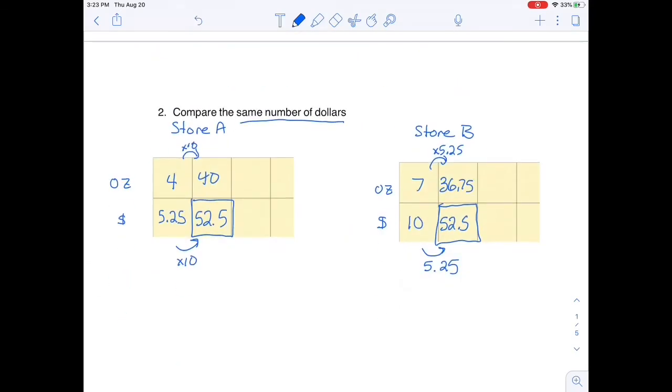So I say if I spent $52.50 on spices, would I rather get 40 ounces of spices or would I rather get 36 ounces of the spice? Well, for the same amount of money, I'd rather get more spice. So store A has the better value.